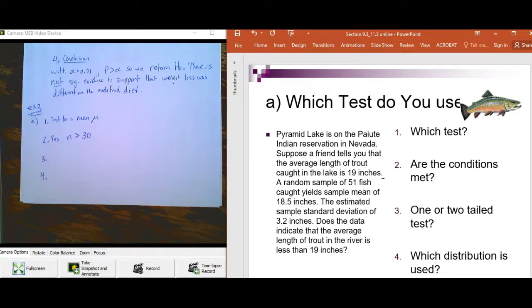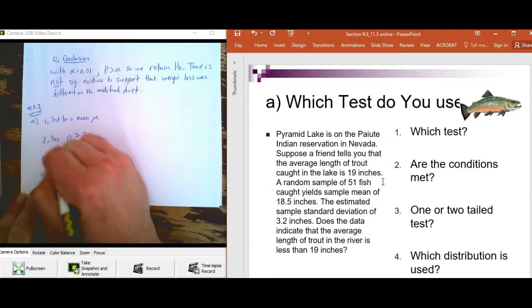Is this a one-tailed or two-tailed test? In which direction? This comes from our alternative hypothesis. What are we trying to test? Does the data indicate that the average length is less than 19 inches? So this is a one-tailed test.